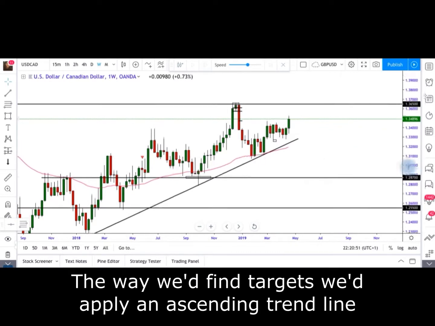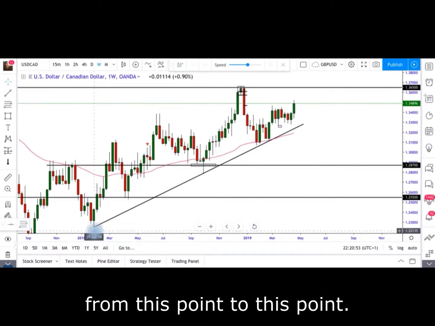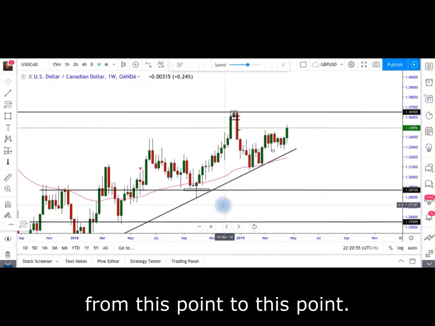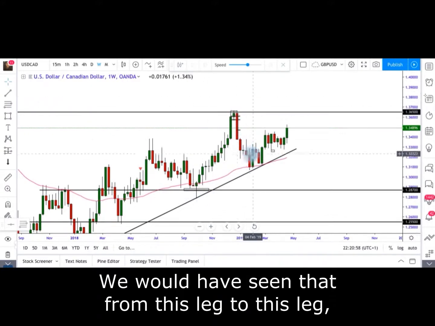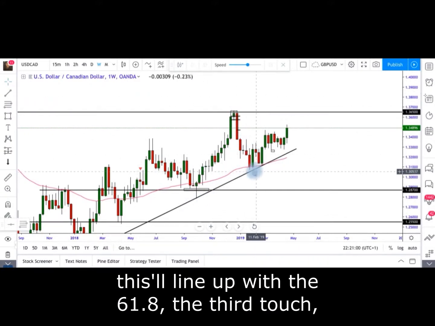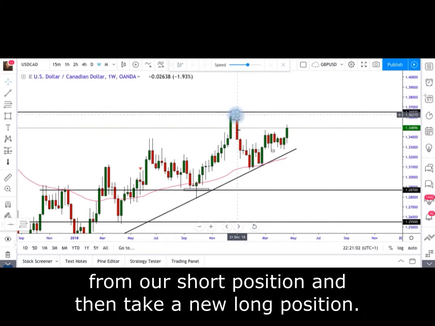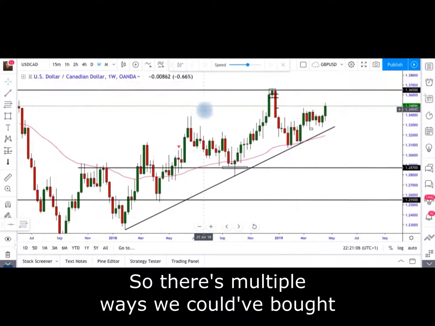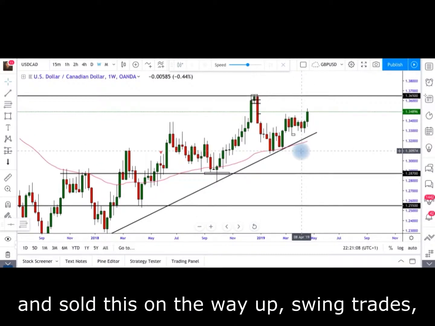The way we'd find targets is we'd apply an ascending trend line from this point to this point. We would have seen that from this leg to this leg, this line up with the 61.8, the third touch, so therefore we'd be taking profit from our short position and then to take a new long position. So there's multiple ways we could have bought and sold this on the way up, swing trades.